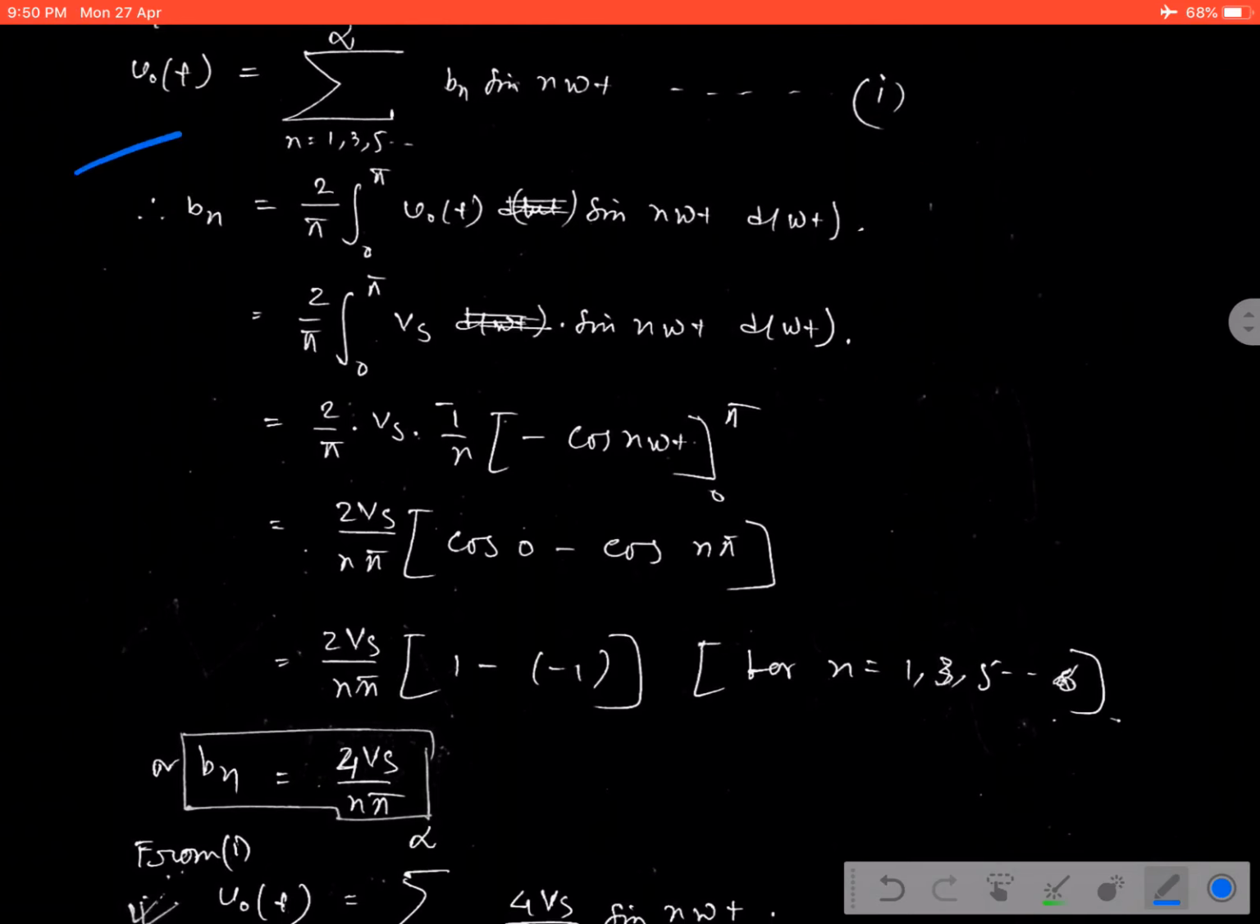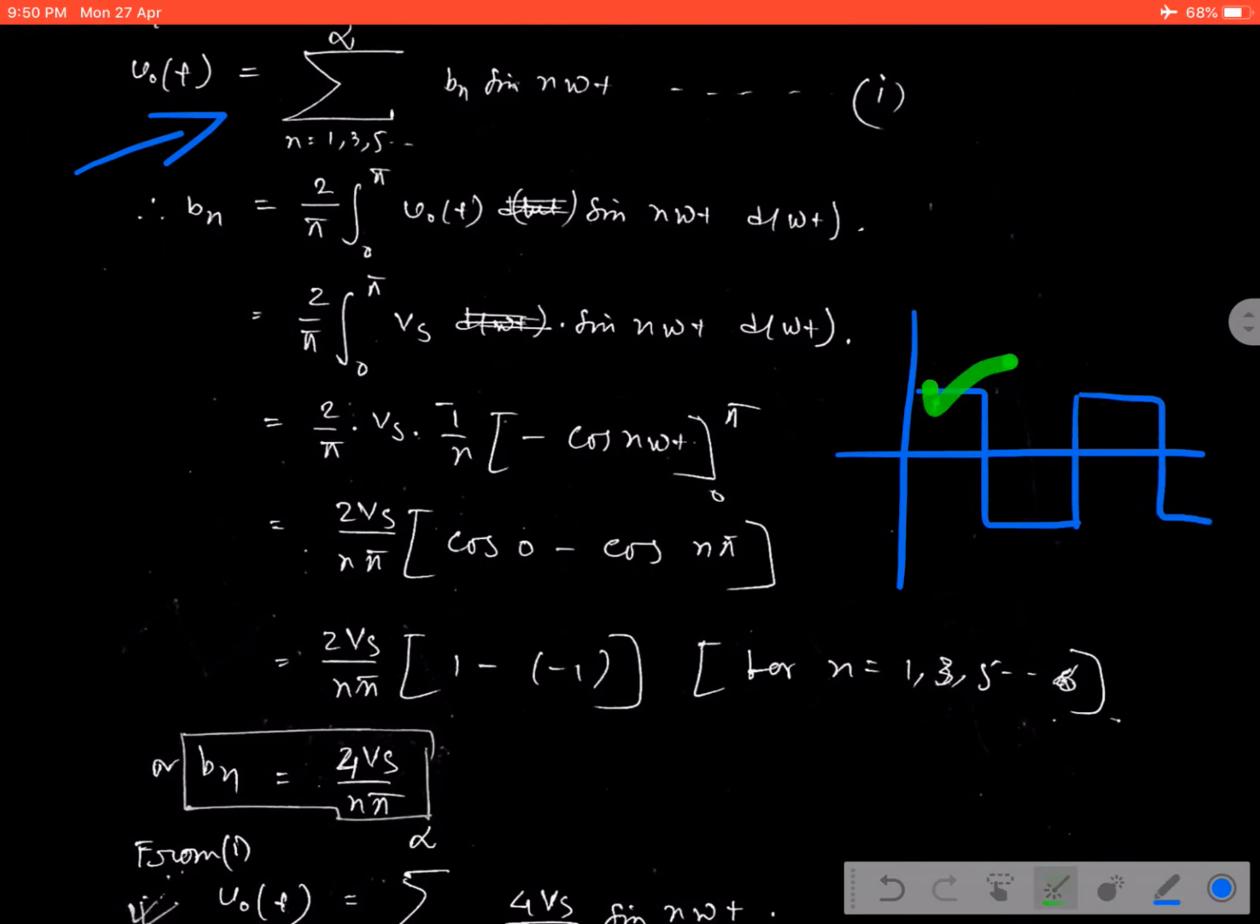So we know the expression of the Fourier series which defines the periodic function, that is V0(t) equal to summation of n equal to 1, 3, 5 to infinity. We are considering the odd harmonics as the output voltage is half wave symmetrical. See, the output voltage is this one, right? That means the first half and the next half are similar to each other, and similarly this is similar to each other.